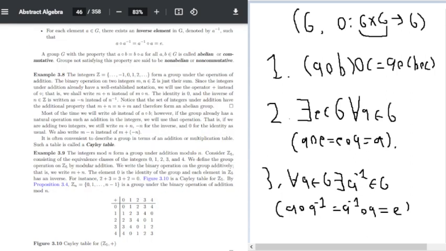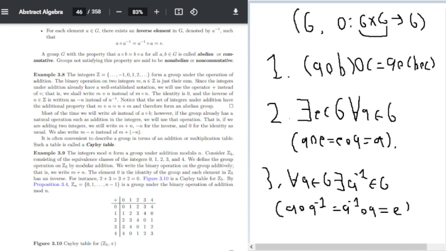So, most likely we're going to go through a bunch of examples, and this is very good because there's a lot here to cover. First, example 3.8. The integers Z, which is just 0, 1, negative 1, 2, negative 2, on and on, form a group under the operation of addition. The binary operation on two integers m, n in Z is just their sum. So in this case, m composed with n is just m plus n.